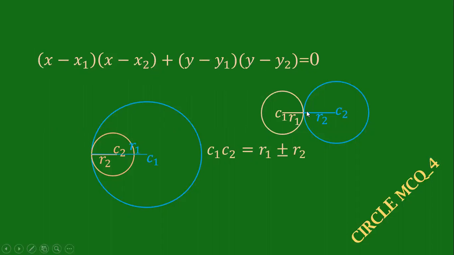In this picture, we see two circles touch each other externally. In this case, we get C1C2, that is the distance between the centers, is equal to the sum of the radii. If the circles touch each other internally, then the distance between the centers is equal to the difference between the radii of the circles. That is C1C2 is equal to R1 minus R2.